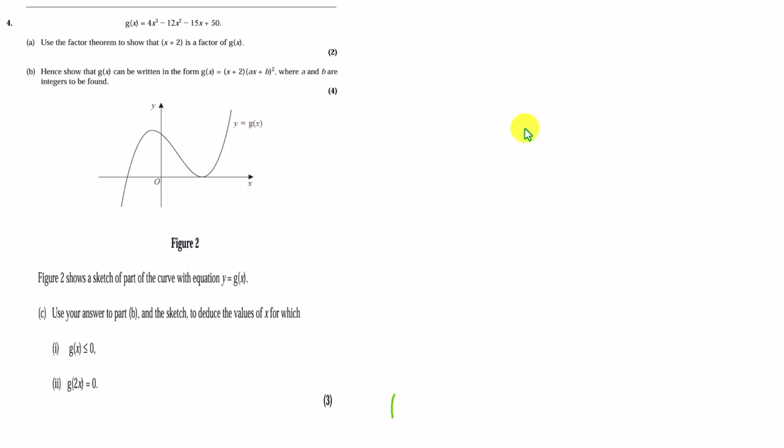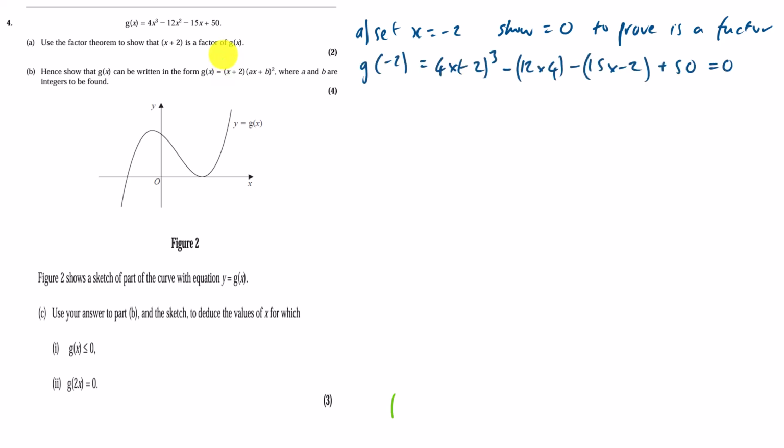Right, Year 12, thank you for letting me know that these are the questions you found tricky, so I'm going to go through it very quickly. For part A, you set x equals minus 2 to show that it's a factor. You just need to show that it equals 0 to prove it is a factor. So substitute minus 2 into the formula, and of course you will get that answer of 0. Thus x plus 2 is a factor. That's part A. That should be a blank mark.